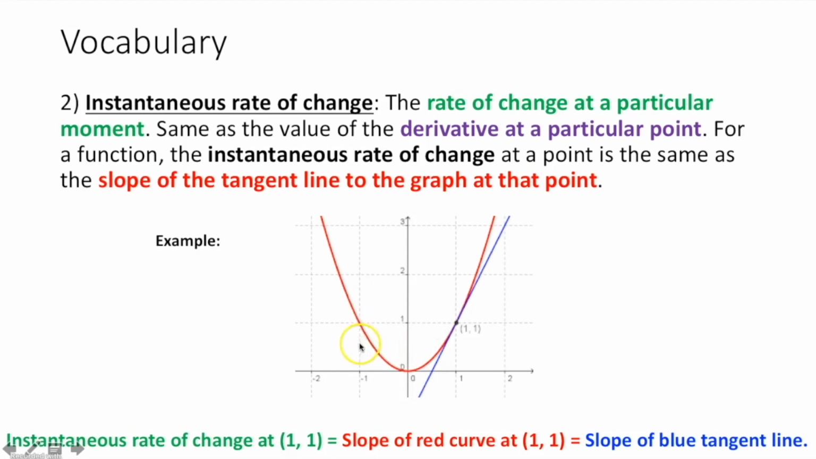Now, sometimes you have a curved function, which is why this is good to know. The derivative of a function at a particular point is going to give you the instantaneous rate of change, or the slope at that particular point. So you can see here, the instantaneous rate of change at (1, 1) is going to be equal to the slope of this red curve at (1, 1), which is equal to the slope of this blue tangent line. All of those three things are going to be equal to one another. They all mean the same thing.